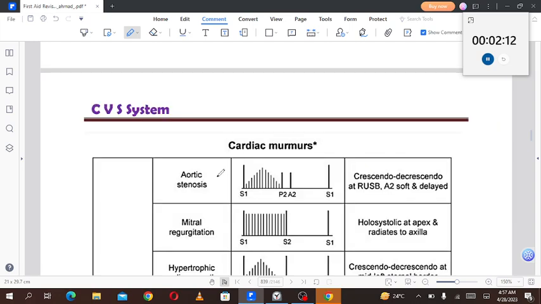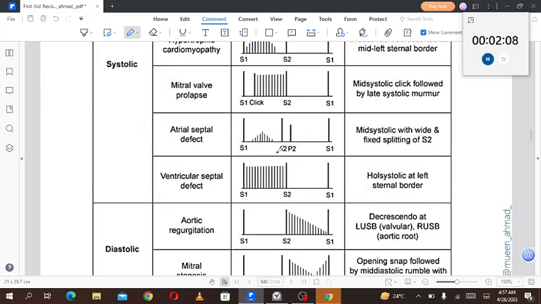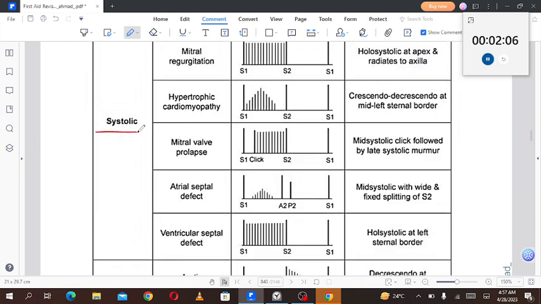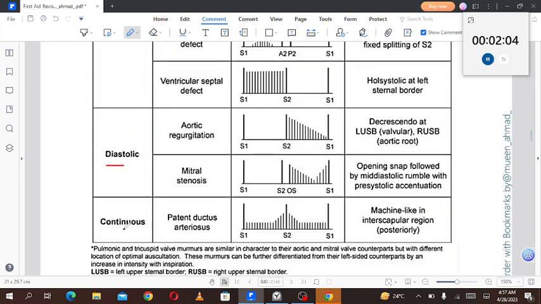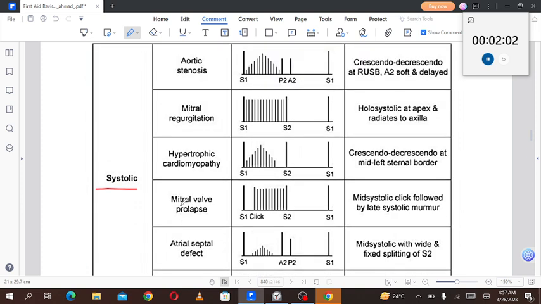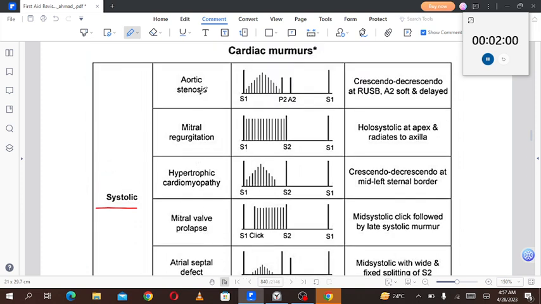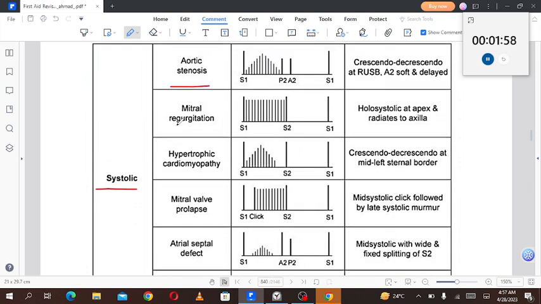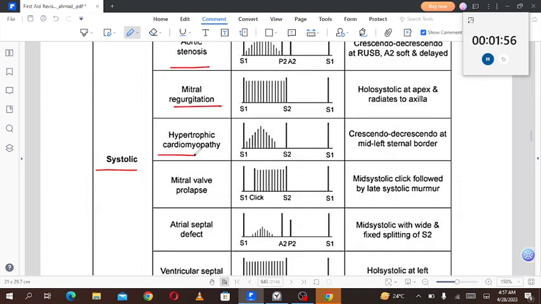Moving forward to the cardiac murmurs. This is a table from UWorld, and it is very important because they have tabulated the systolic, diastolic, and continuous murmurs separately. Now let's talk about them one by one. The systolic murmurs are aortic stenosis, mitral regurgitation, hypertrophic cardiomyopathy, mitral valve prolapse, and atrial septal defect.